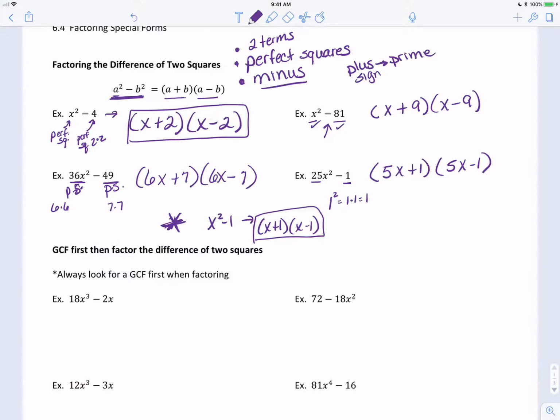Okay, here's one more example, x squared plus 16. Well, we've got a perfect square, and we have another perfect square, but what's wrong with this one? It is a plus sign. It has to be a minus sign in order to factor this. So this one will be prime. Good job. I know you're all answering that already, so good job.